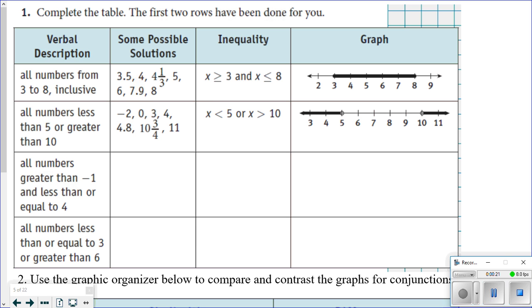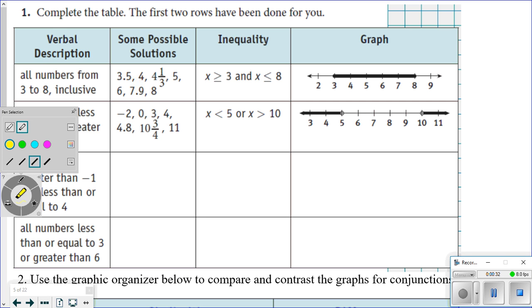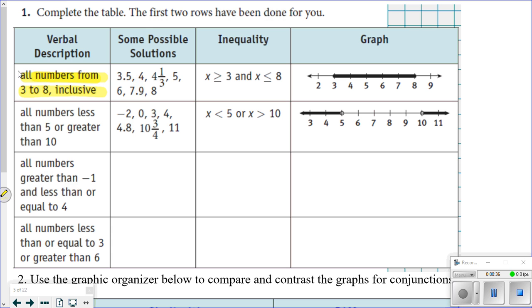So all numbers from 3 to 8 inclusive. So everything from 3 to 8, let's give some examples of that. 4, 5, 6, 7, 8. The book has 3.5, 7.9, etc.